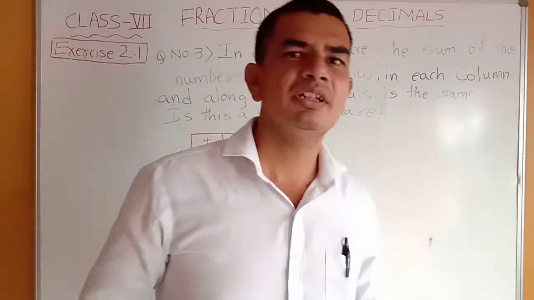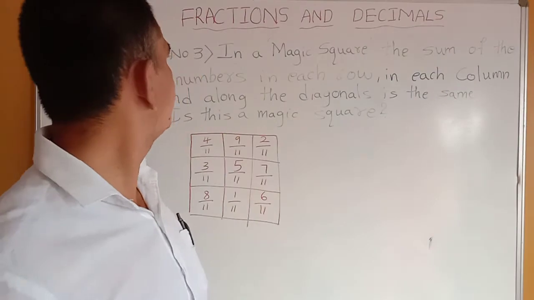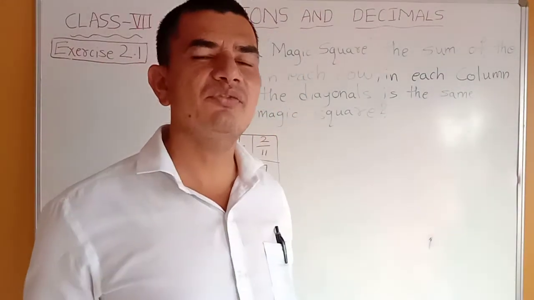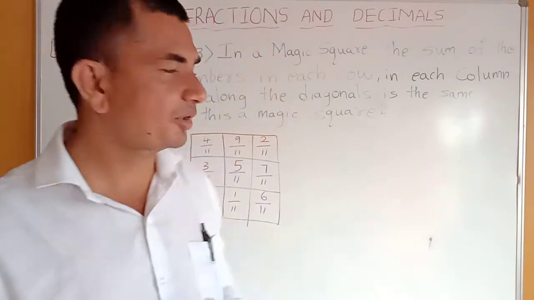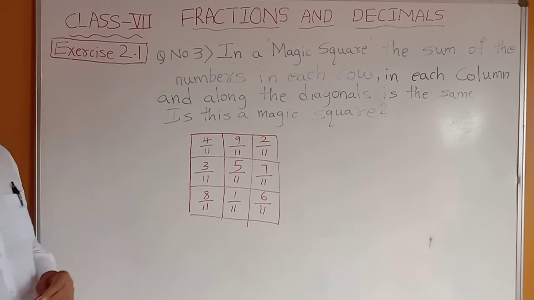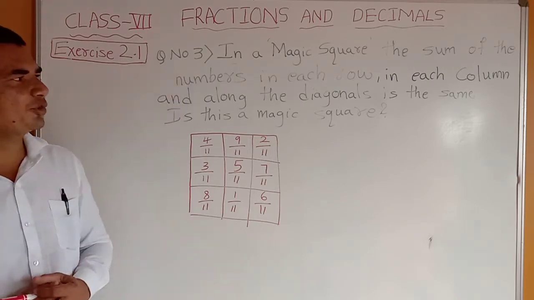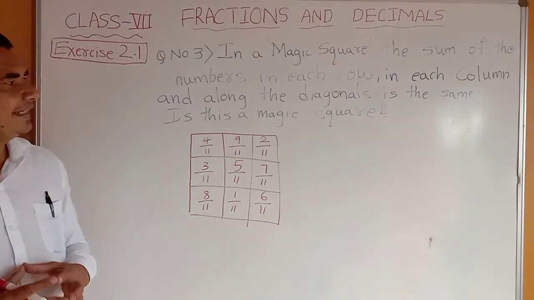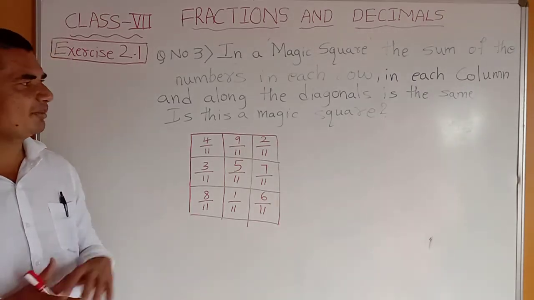Hello students, in this video I am going to teach you about question number 3 of exercise 2.1 in 7th class, that is fractions and decimals. Question number 3 is: in a magic square the sum of the numbers in each row and each column and along with the diagonals is the same. Is this a magic square?